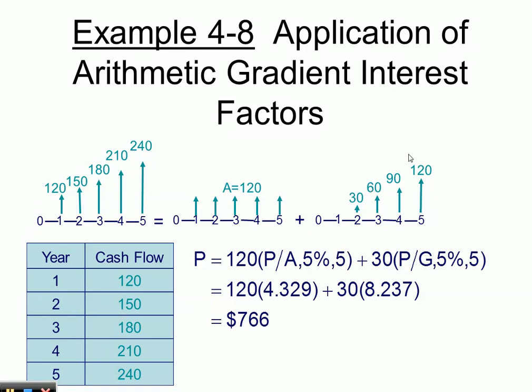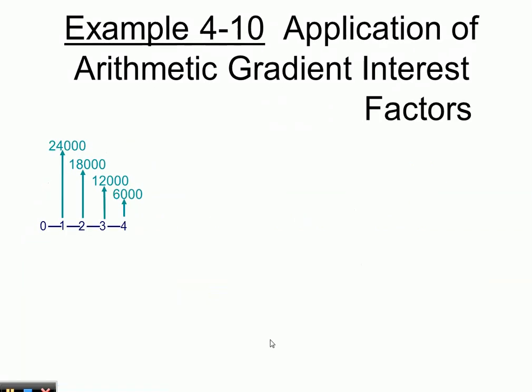And this is a gradient amount. So we again are finding the present worth of that. So this is a G. So P given G, 5%, 5. Plugging in the discount factors that we found from the book, we got this. And then multiplying and adding, we get this value. So that's how easy it is to use arithmetic gradient interest factors.